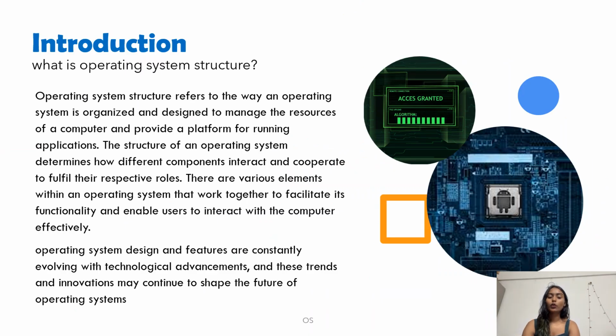So the introduction: what is operating system structure? Operating system structure refers to the way an operating system is organized and designed to manage the resources of a computer and provide a platform for running applications. The structure of an operating system determines how different components interact and cooperate to fulfill their respective roles.